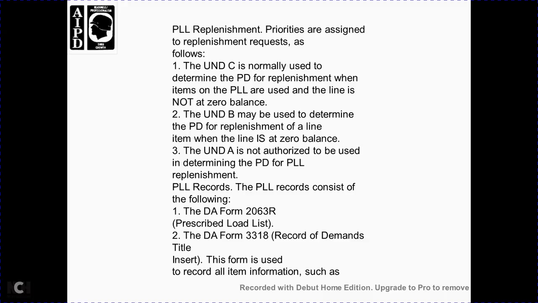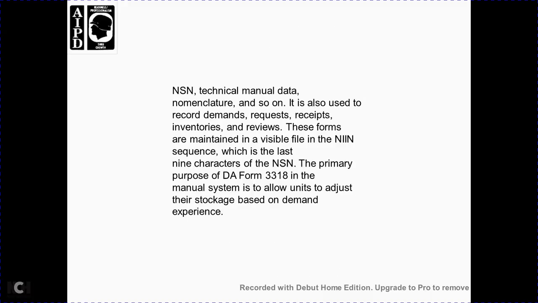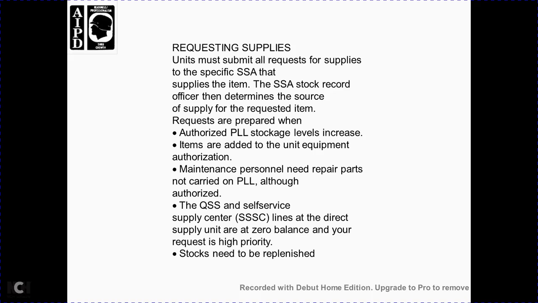The prescribed load list records are the DA Form 2063R, prescribed load list, and the DA Form 3318, record of demand. The title insert of the form is included to record all information such as the NSN, technical manual data, nomenclature, and so on, and also the data required for receipt, inventory, and review. The form is maintained in a visible file in NIIN sequence, the last 9 characters of the NSN, primary to the DA Form 3318 in the manual system. Also, units adjust the stockage based on demand experience. Requesting supplies: units submit all requests for supplies to the SSA, with the SSA stock record.